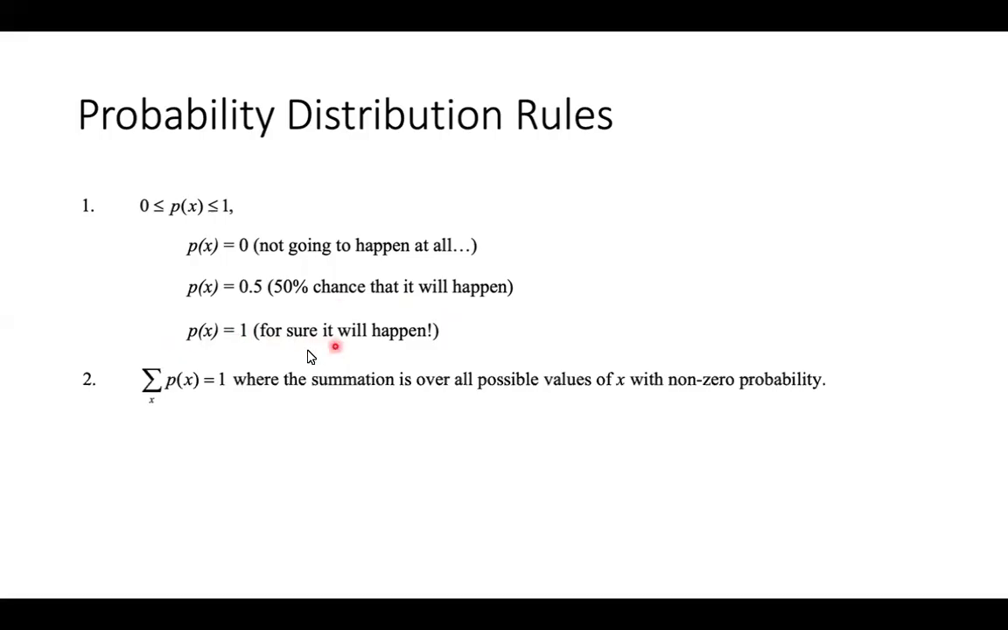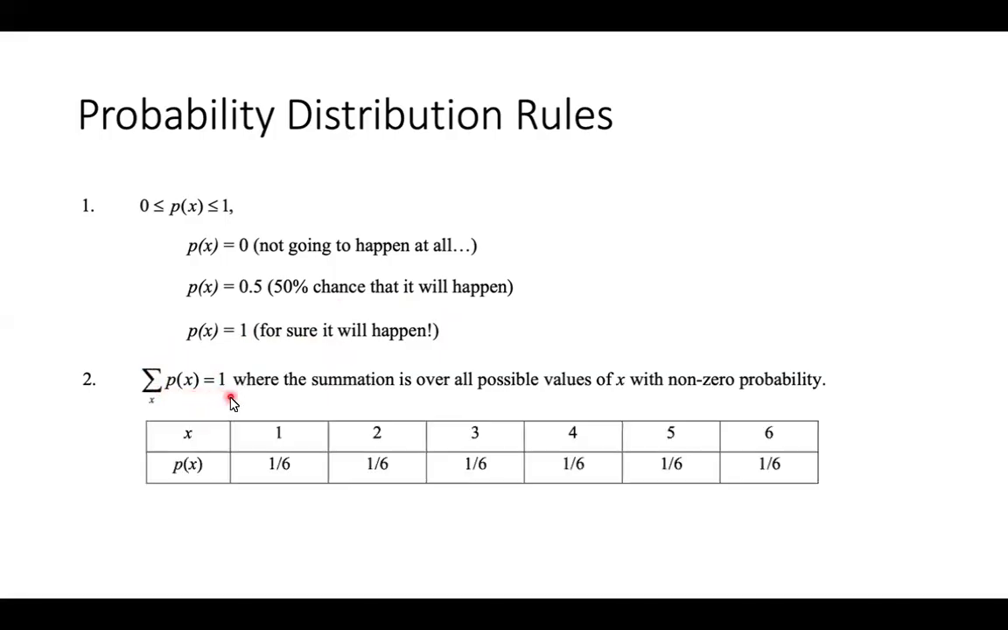And the second rule is that if we were to add up all the probabilities, we should get a 1. Or in other words, the summation, this is a Greek letter, summation of all the probabilities, should equal 1. Let's look at this example.